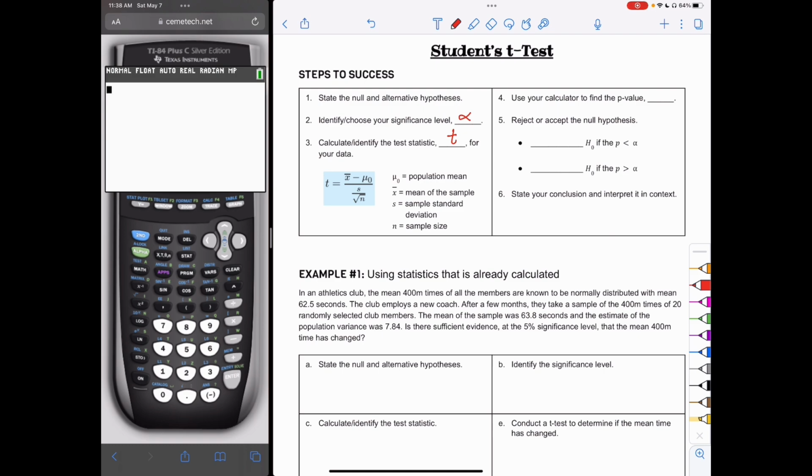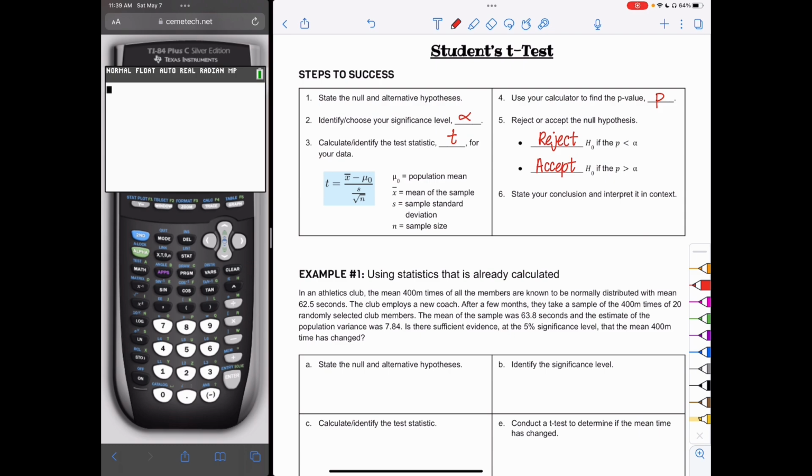You can go to step 4, which is to use your calculator to find the p-value, and then we are going to either reject or accept the null hypothesis. You are going to reject the null hypothesis if your p-value is less than the significance level, and you are going to accept the null hypothesis if your p-value is greater than the significance level. Once we do that, we are then going to state the conclusion and interpret it in the context of the problem.